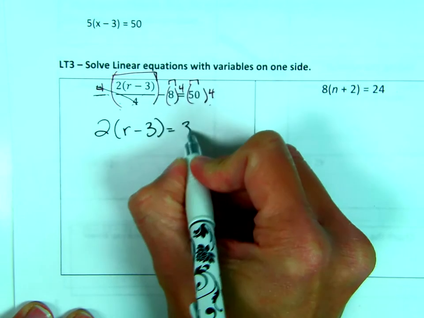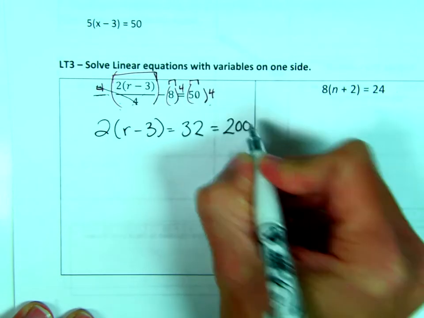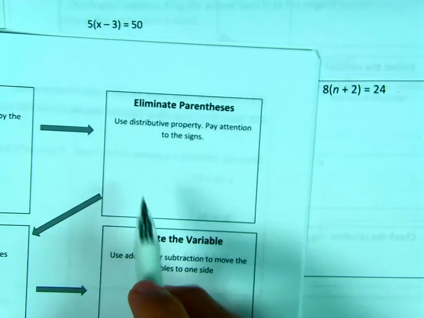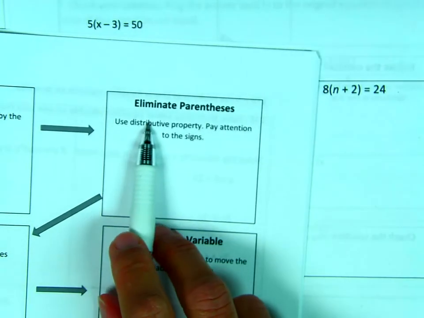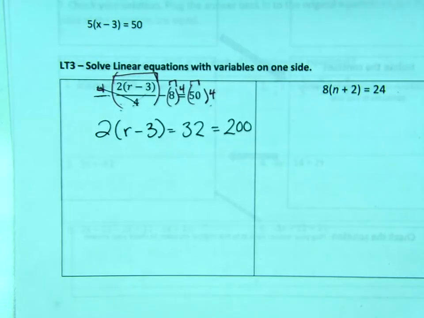8 times 4 is 32. 50 times 4 is 200. Okay, so I've gotten rid of my fractions. So I look back at my list, and the next step says, if there's parentheses, eliminate them using the distributive property. So here I go.